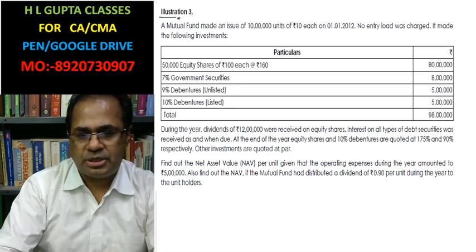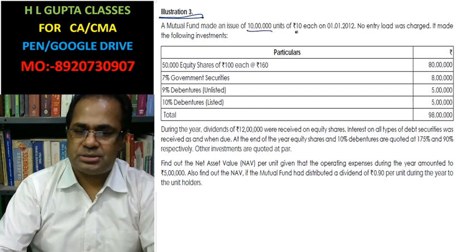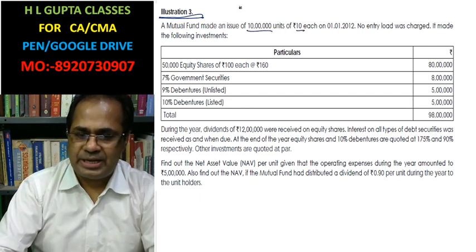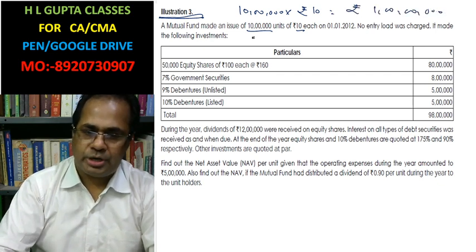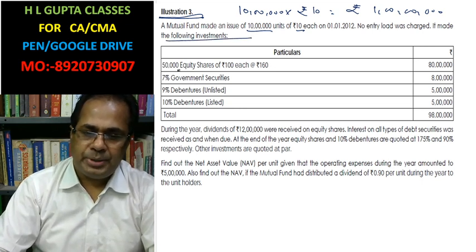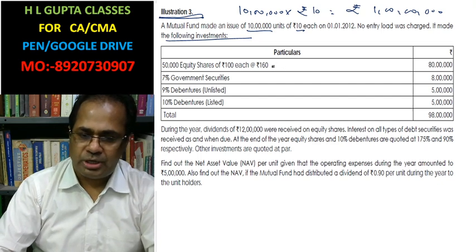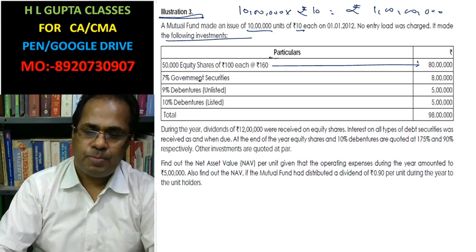This is ILUS test number 3, mutual fund. A mutual fund made an issue of 10 lakh units of rupees 10 each, so your total investment value is 1 crore. The mutual fund charged no entry load. It made the following investments: 50,000 equity shares of rupees 100 each, with the value of investment at the rate of 160.